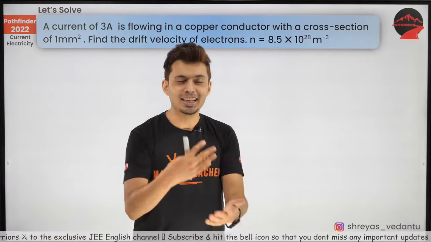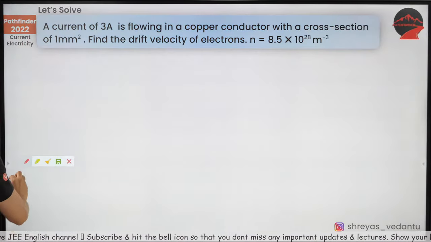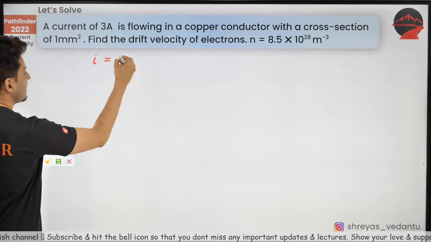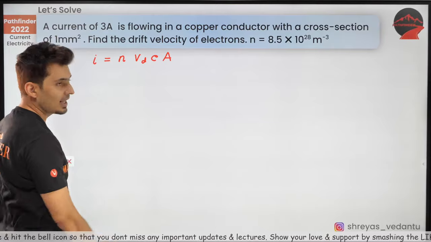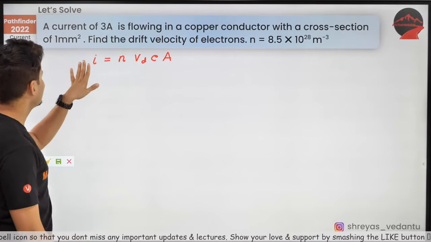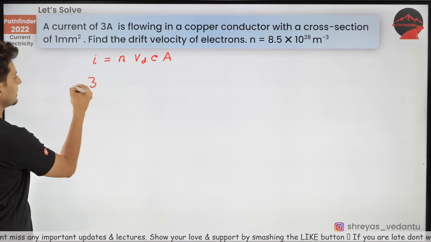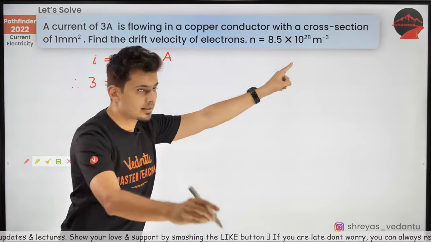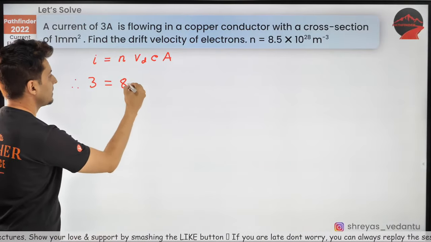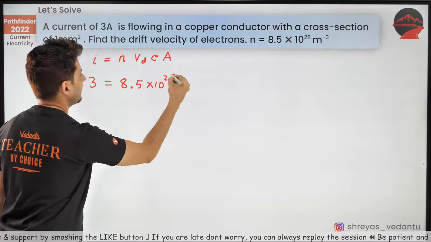I = nvdeA, yes, that's the formula that you're going to use. So let's start with that formula out here. So current is equal to n vd e into A. That's the formula we're going to use. Let's see which all terms we know. Do I know the current? Yes, it is 3 amperes. Do I know the value of n? Yes, I know it. It is 8.5 into 10 to the power 28.